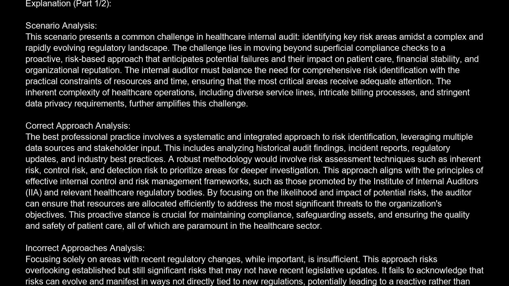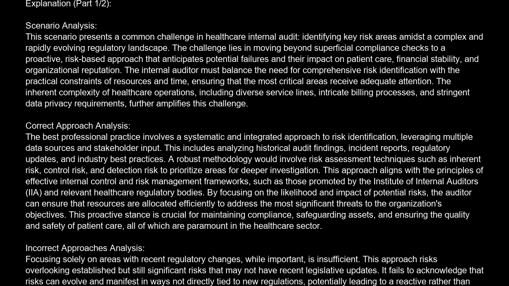This proactive stance is crucial for maintaining compliance, safeguarding assets, and ensuring the quality and safety of patient care, all of which are paramount in the healthcare sector. Incorrect approaches analysis. Focusing solely on areas with recent regulatory changes, while important, is insufficient. This approach risks overlooking established but still significant risks that may not have recent legislative updates.